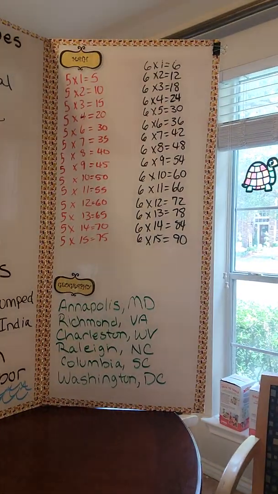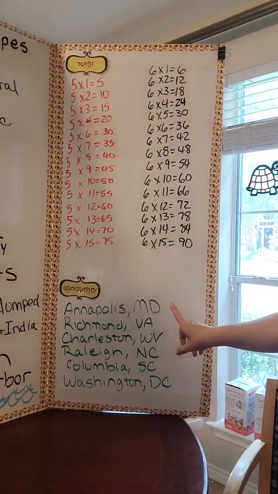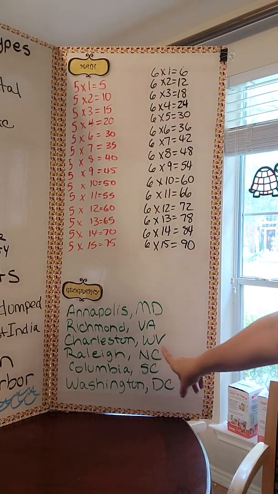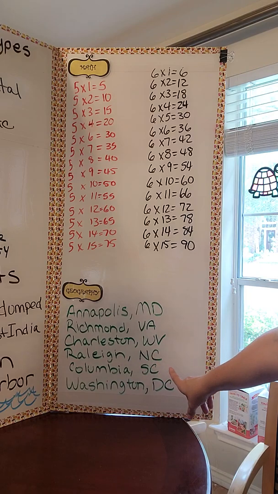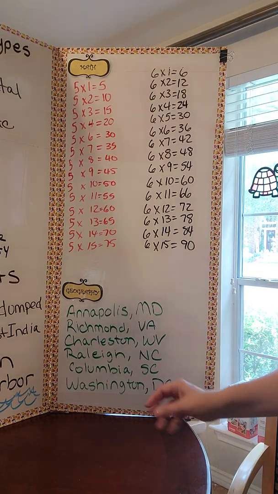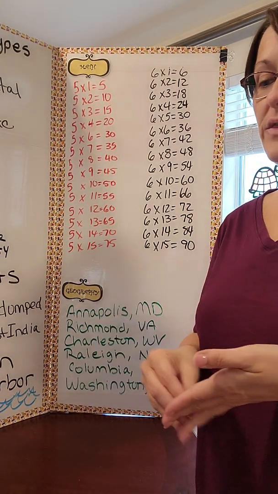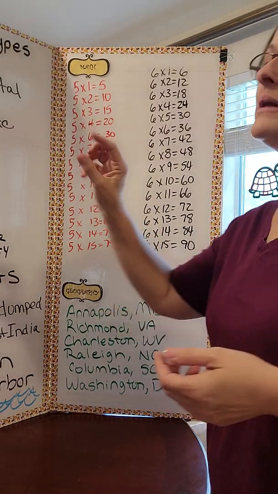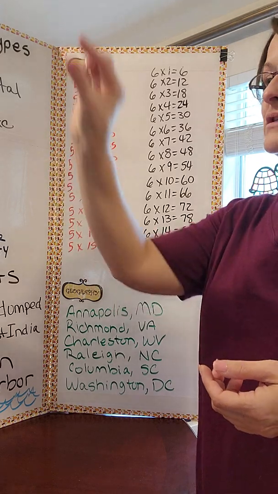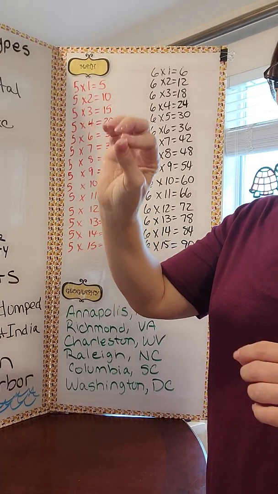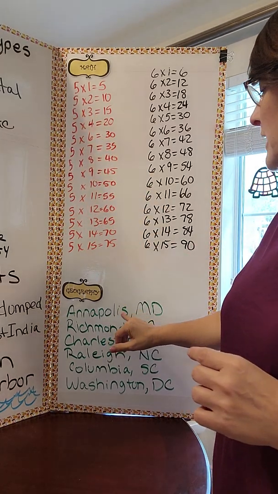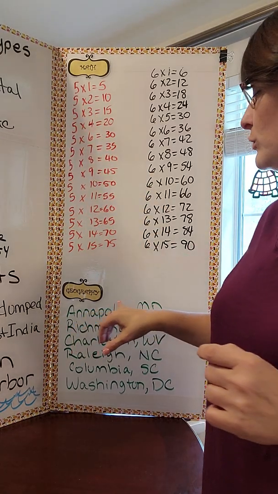And then we had geography. Our states were Annapolis, Maryland, Richmond, Virginia, Charleston, West Virginia, Raleigh, North Carolina, Columbia, South Carolina, and Washington, D.C. We talked about them. We looked at them on the map. We drew pictures for them on the map. So for Annapolis, Maryland, on the map, Annapolis is very weird shaped. So we drew a seagull that pretty much took up most of Maryland, because it is mostly coastal.